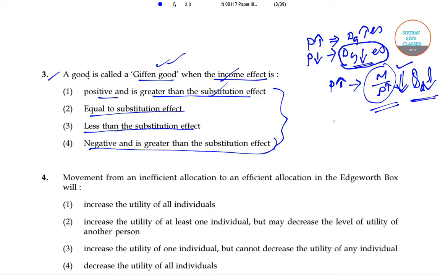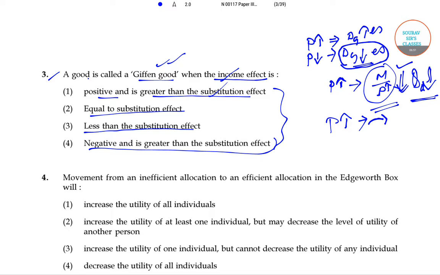Now what is substitution effect? When the price of any commodity increases, we shift to the consumption of another commodity. So substitution effect is that when the price of any commodity increases, the consumption for that commodity falls.